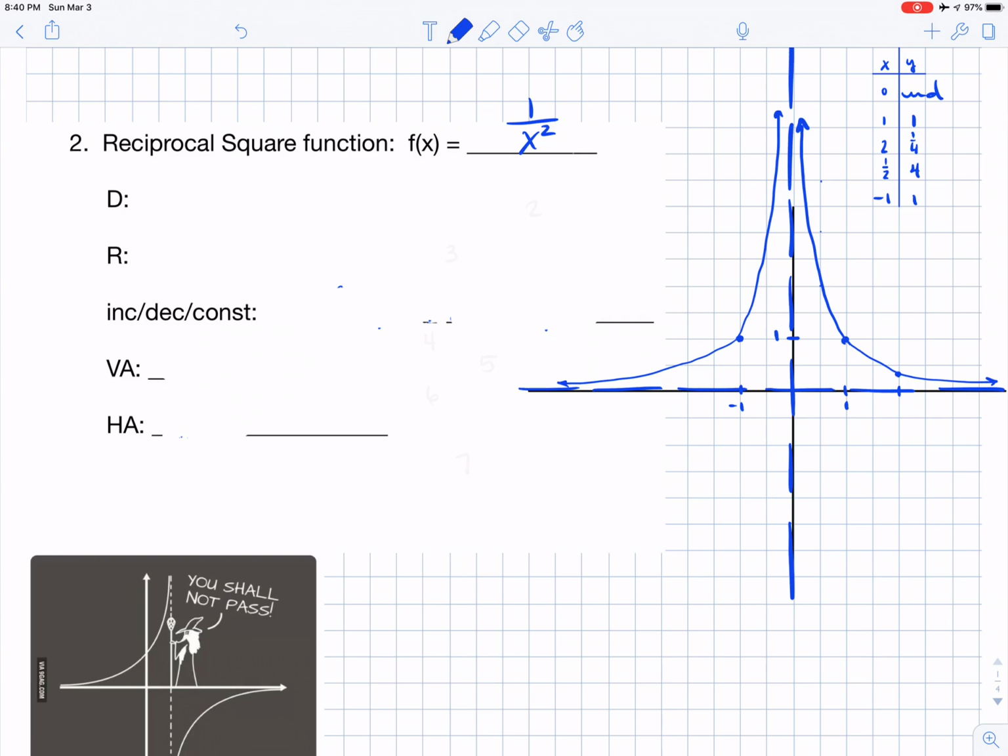All right, we will take a look though at the vertical asymptote and the horizontal asymptote. So for this particular parent, the vertical asymptote occurs at the equation x equals 0. And our horizontal asymptote is going to occur at the equation y equals 0.